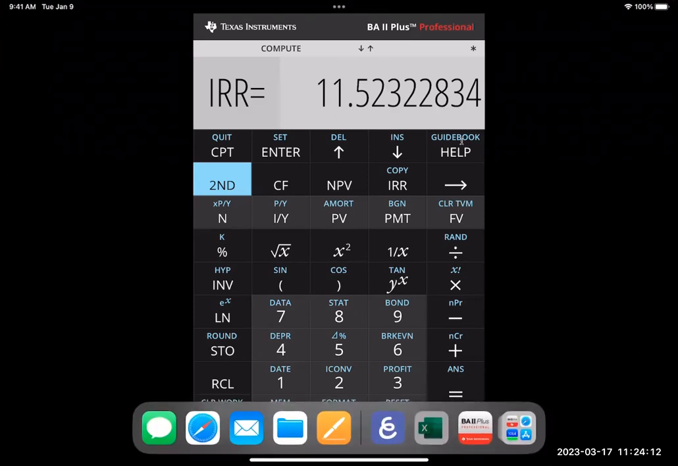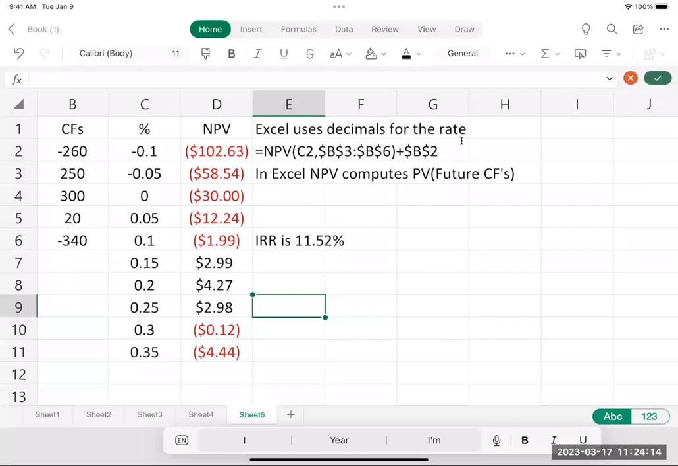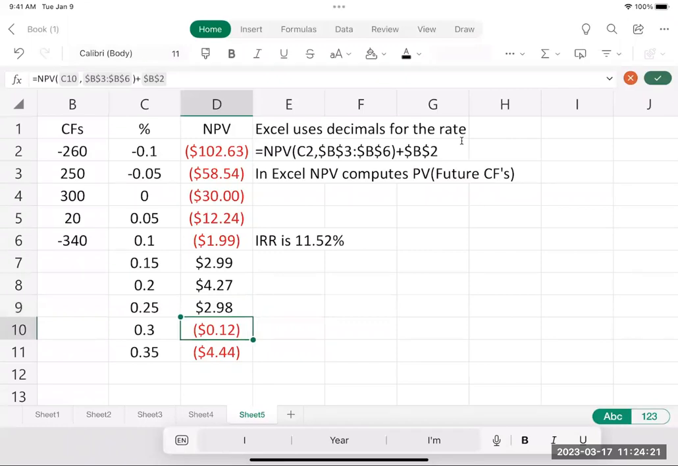So back to Excel. So how do we find the value between here and here? Let's use Excel to do it. Let's just add a bunch of rows, right?